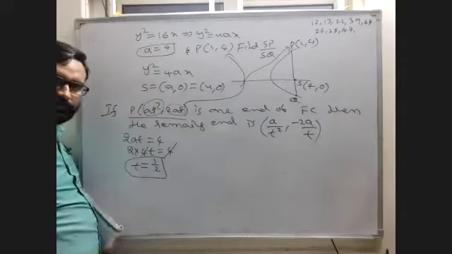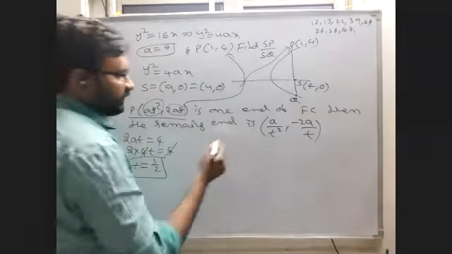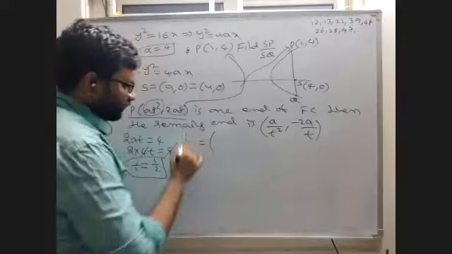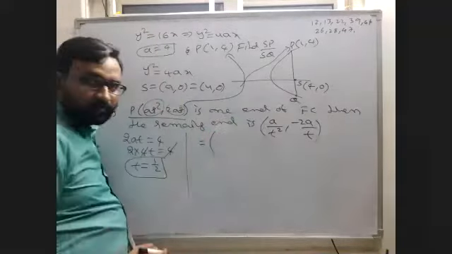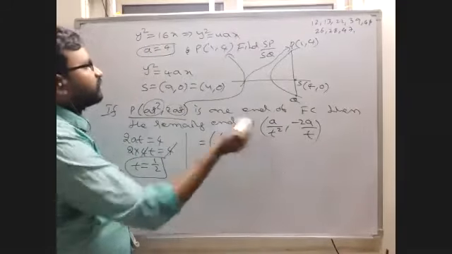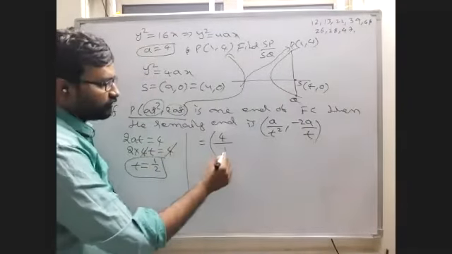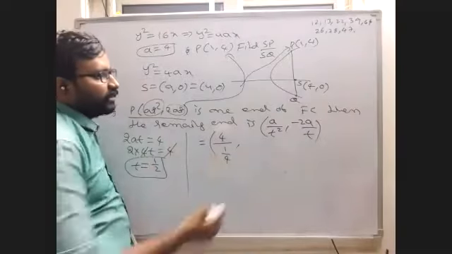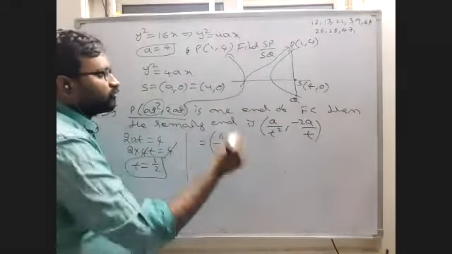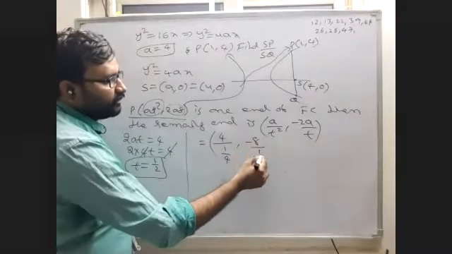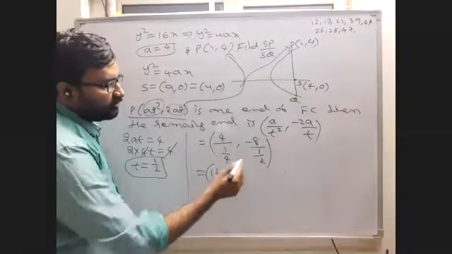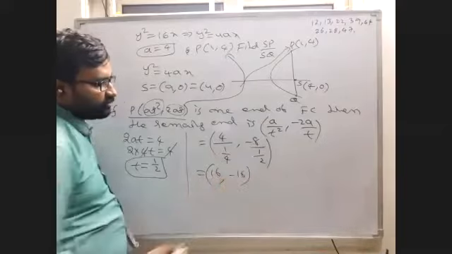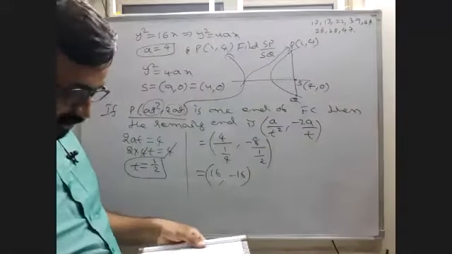The value of a is 4. Then the other end I'm finding here: a by t square. A is 4 by t square, t is 1 by 2 whole square. So 1 by 4 comma minus 2a, that is minus 2 into 4, minus 8 by t, 1 by 2. So this is equal to 4 by 4, just 16 comma, and minus 8 by 1/2, just minus 16. So 16 comma minus 16 is the answer.